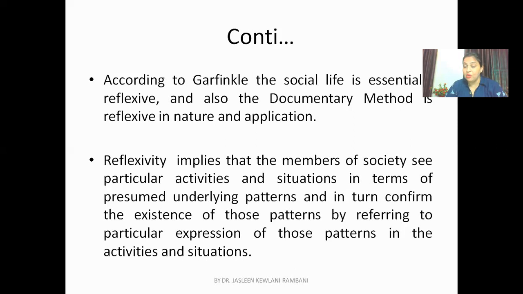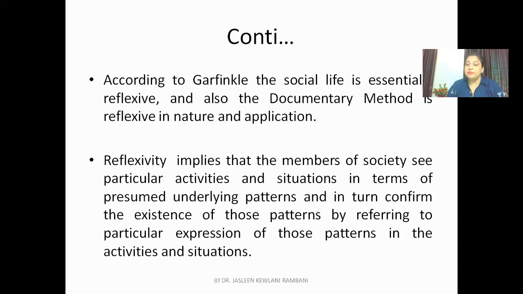We have understood till now that in the documentary method, the whole reflects through the underlying pattern, and the underlying patterns are reflected through the whole. So reflexivity is there in society. Reflexivity is actually used as a technique to explain the composition of ethnomethodology through the documentary method, and hence the documentary method, according to Garfinkel, is reflexive both in nature and also in application. It means whenever we try to use the documentary method to understand a social phenomenon, we will automatically use reflexivity to understand the underlying patterns and the infinite whole.